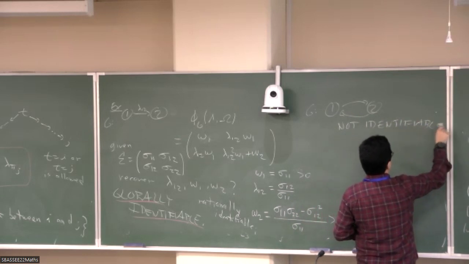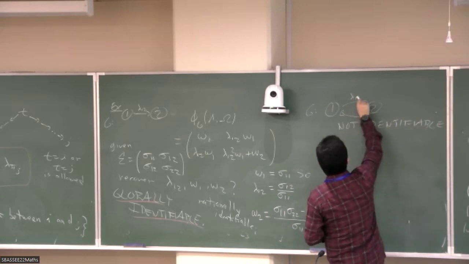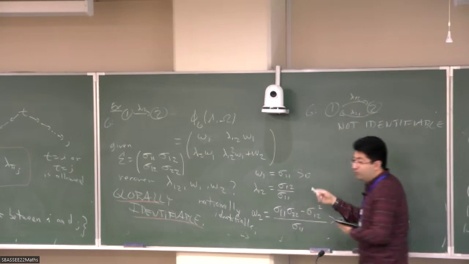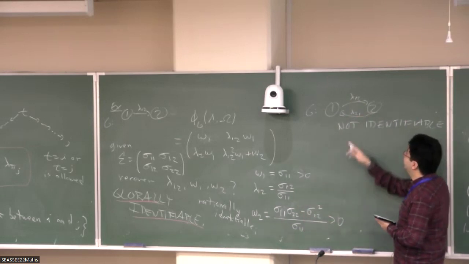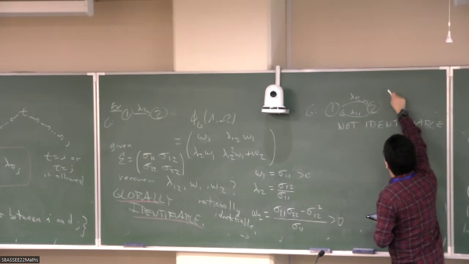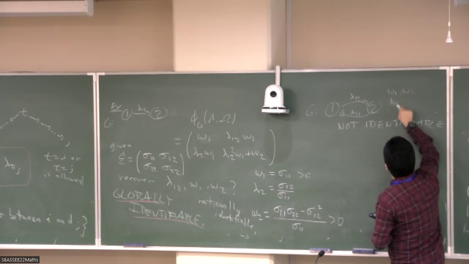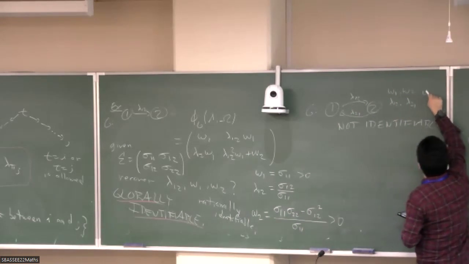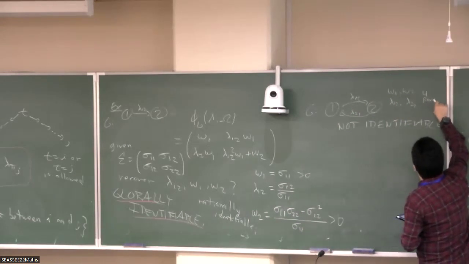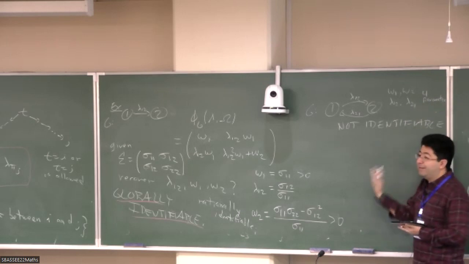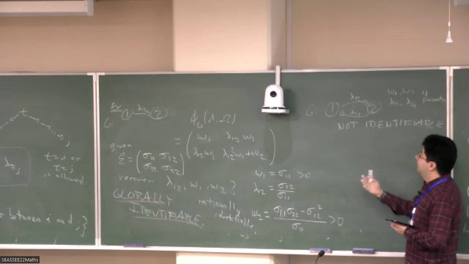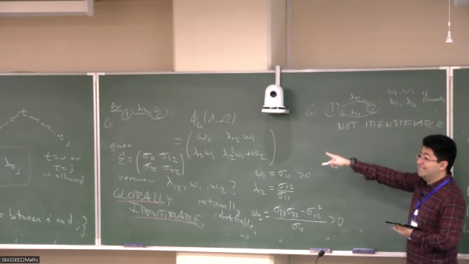And this should be intuitive because there are just too many parameters. If you think about it, how many parameters are there? There is omega 1, omega 2, lambda 1,2, and lambda 2,1. So there are 4 unknowns, if you think about the system of equations, but you only have 3 equations because there is this symmetry in sigma, right?